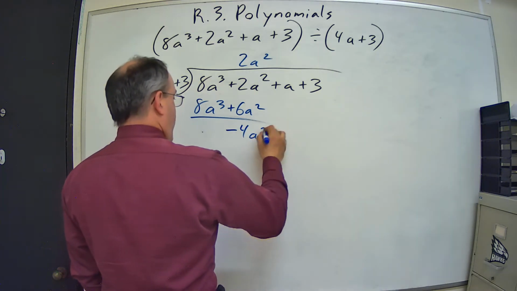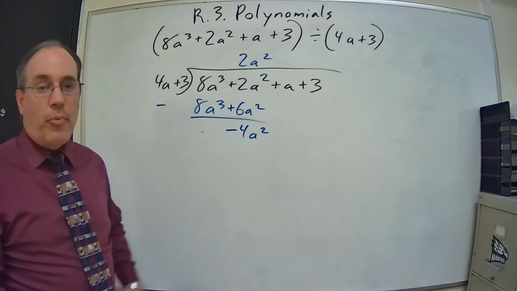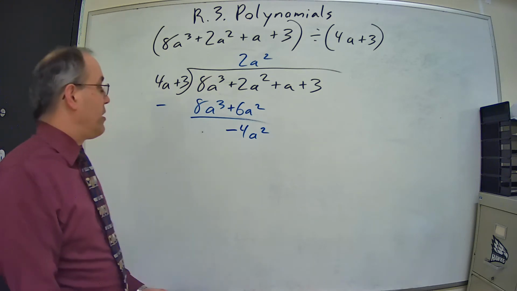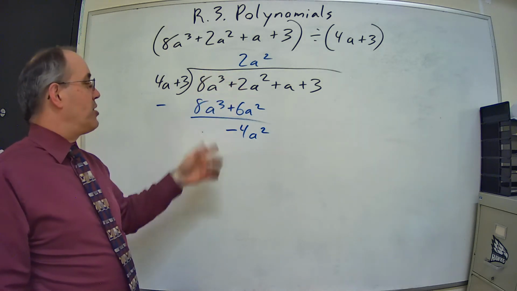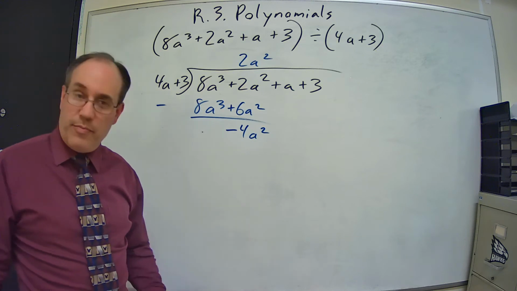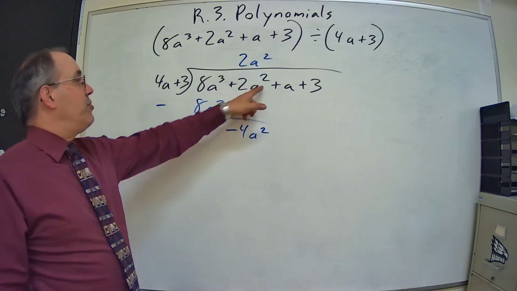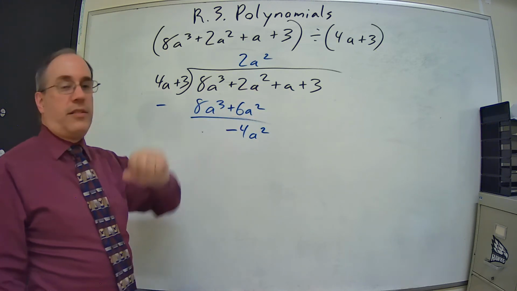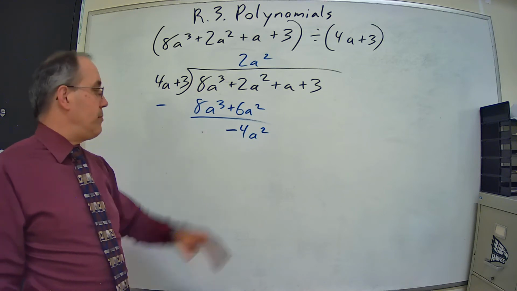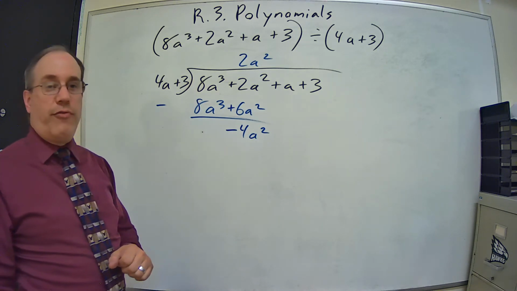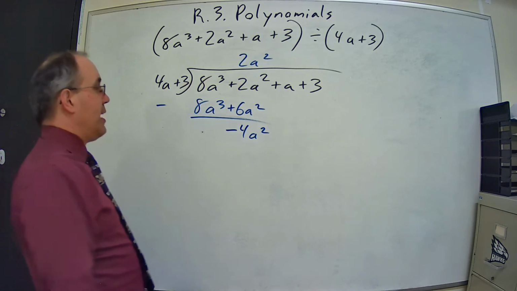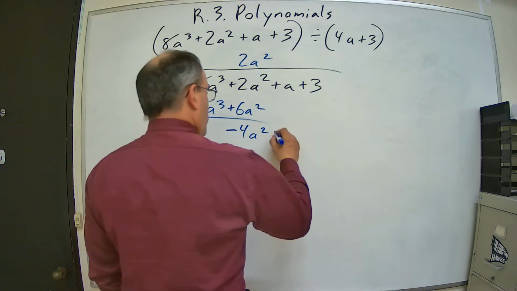negative 4a squared. And this is where people are most likely going to make their mistake, in this subtraction part, they're going to get a sign wrong. We've got 2a squared minus 6a squared gives us negative 4a squared. And then we bring down the next term, plus a.